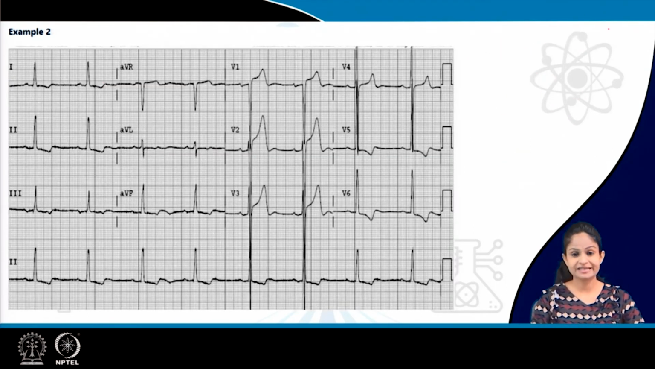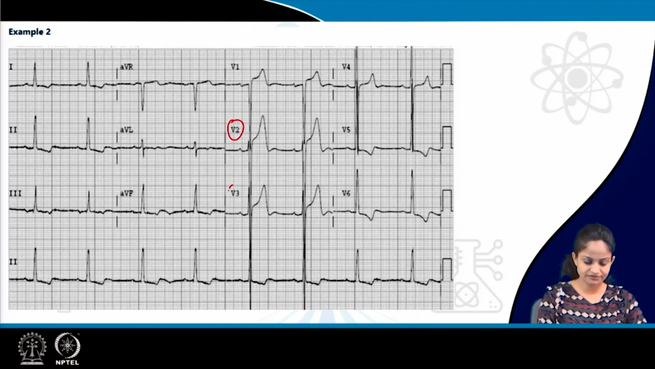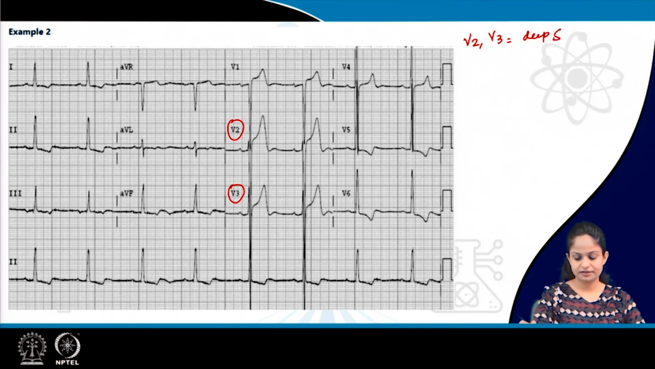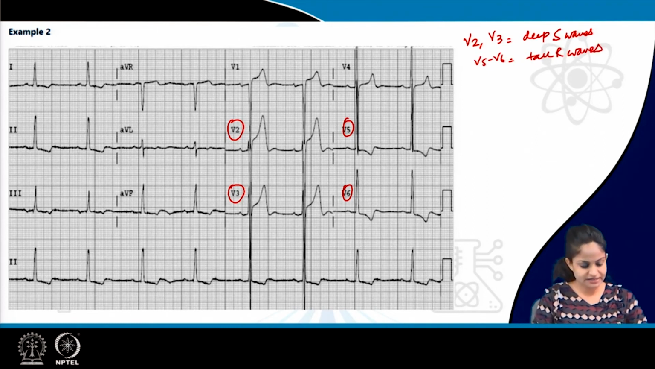Now, if we come to the second example, we can see very much in V2 and V3 the S waves are so deep that the ECG graph paper is falling short for the S waves. So, very deep S waves we are getting in V2 and V3, and tall R waves in V5 and V6.